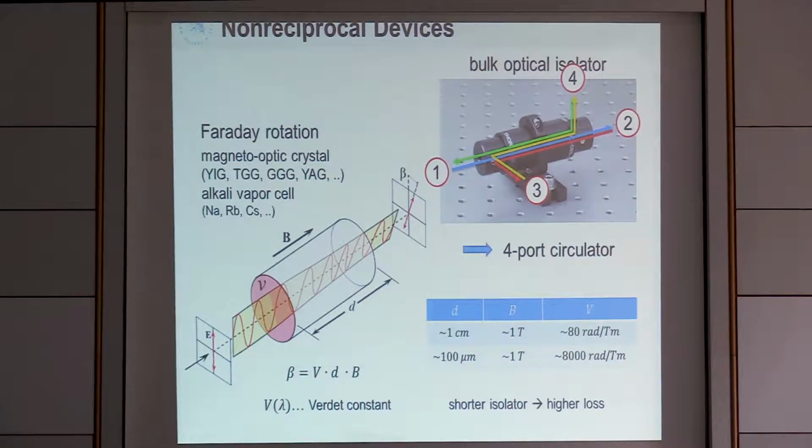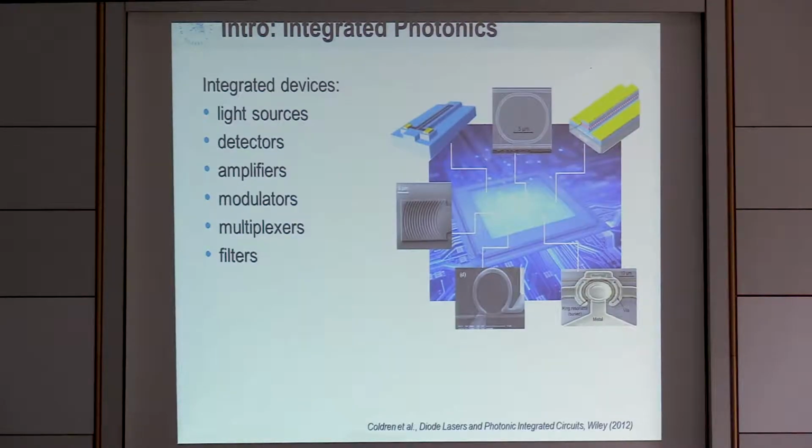However, if you care about losses, say if you would like to manipulate information at the level of single photons and control these single photons, then you see that miniaturizing and the associated higher loss is a problem. And so this already hints at the problem of integrating non-reciprocal devices into integrated photonics being a challenge. Okay? So in integrated photonics, you basically have all kinds of devices available that you can think of.